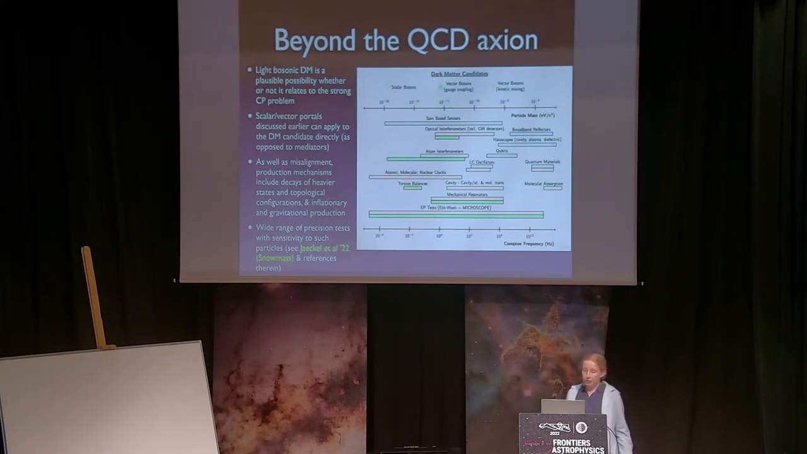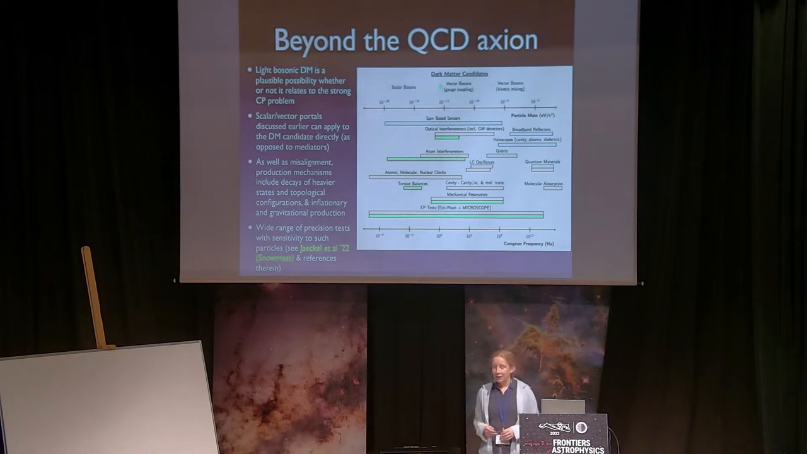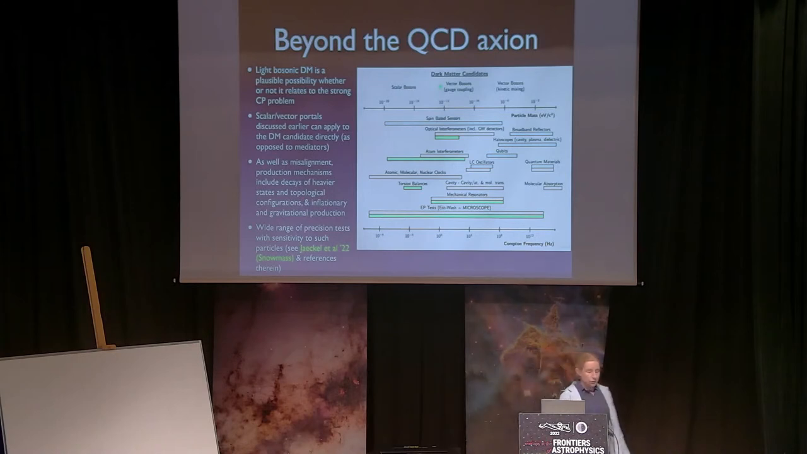The scalar and vector portals that we discussed earlier could apply to the dark matter candidate directly as opposed to mediators, so long as the dark matter is long-lived enough. If the dark matter is sufficiently light, its natural decay time scale can be really, really long. And so ultralight scalars or vectors can be great dark matter candidates.